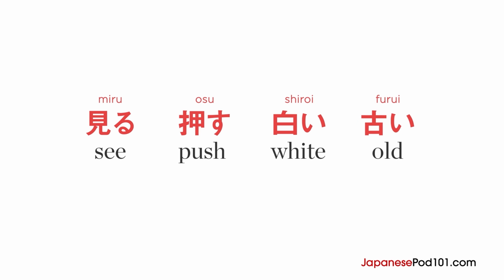Additionally, it's used as inflectional endings for adjectives and verbs together with kanji. 見る、押す、白い、古い。 In theory, you could use this script to write everything in Japanese. For this reason, it's generally best to learn hiragana first.